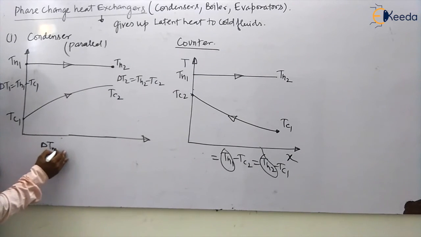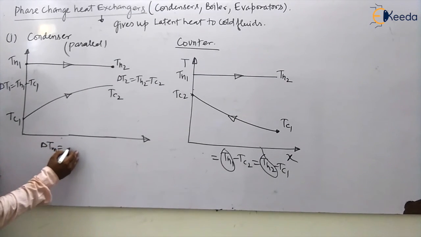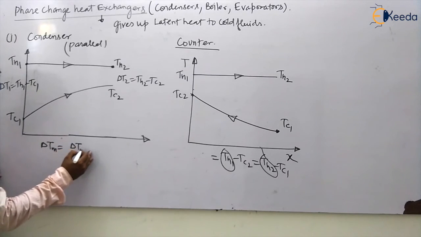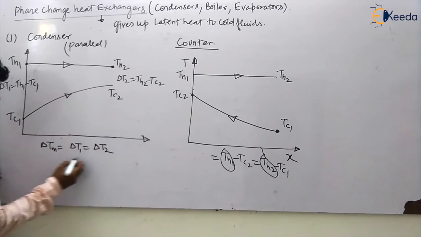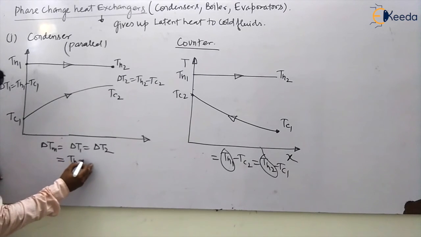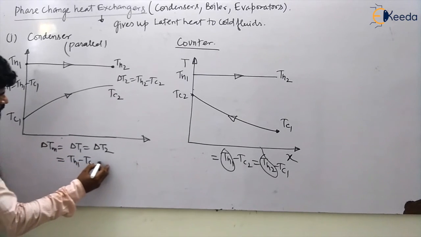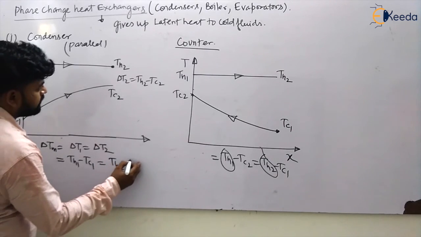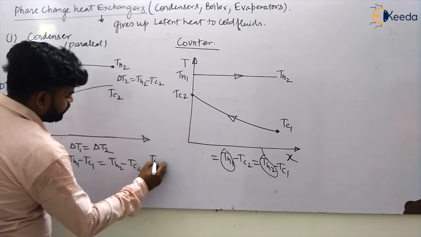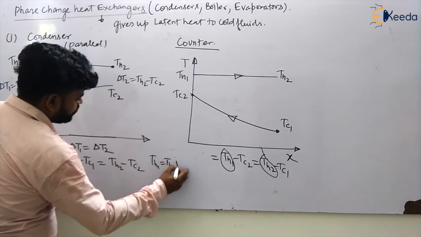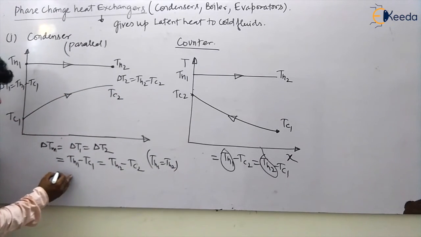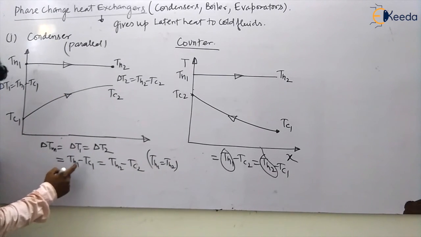Delta Tm in this case will be the same. Why? Let us see now. Delta T1 is equal to delta T2. Why? This is your TH1 minus TC1 is equal to TH2 minus TC2, and we know that TH1 is equal to TH2. TH1 is equal to TH2, so we can directly write for this parallel case.